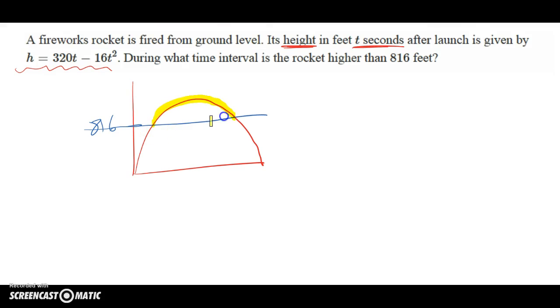So between these values, whatever they are, the rocket will be above 816 feet. So this is what should be going on in our head. And then we have to actually go find the values that make this happen. So first, let's go use our TI calculator and the intersect feature to figure out what's going on. But let's also keep in mind mathematically what this is asking.